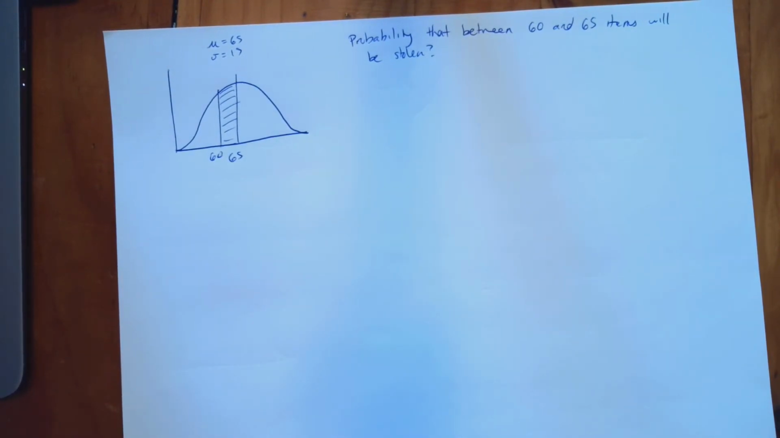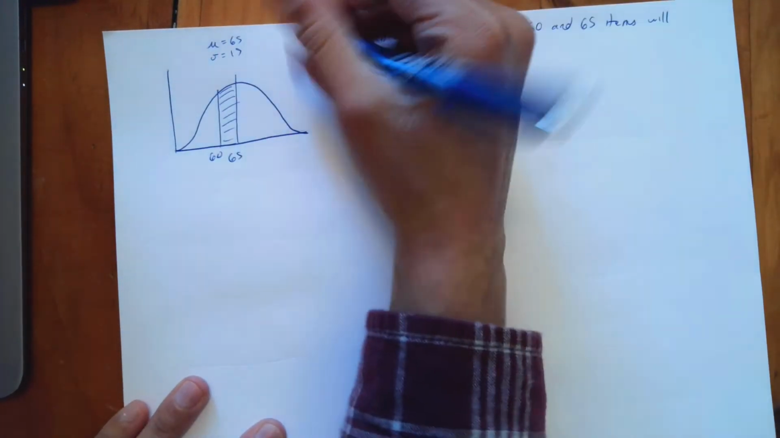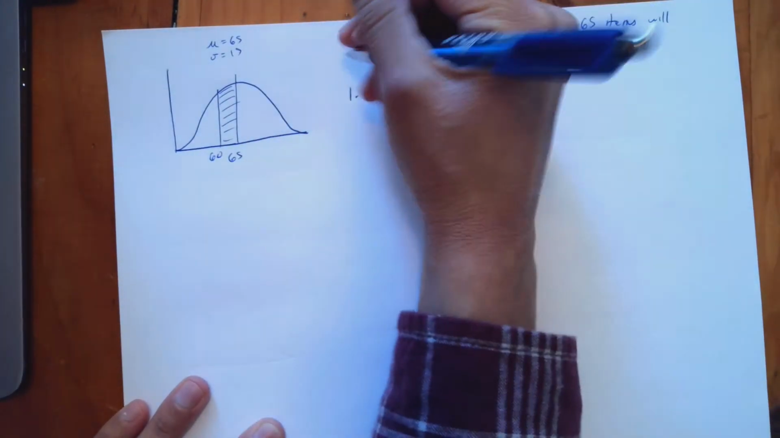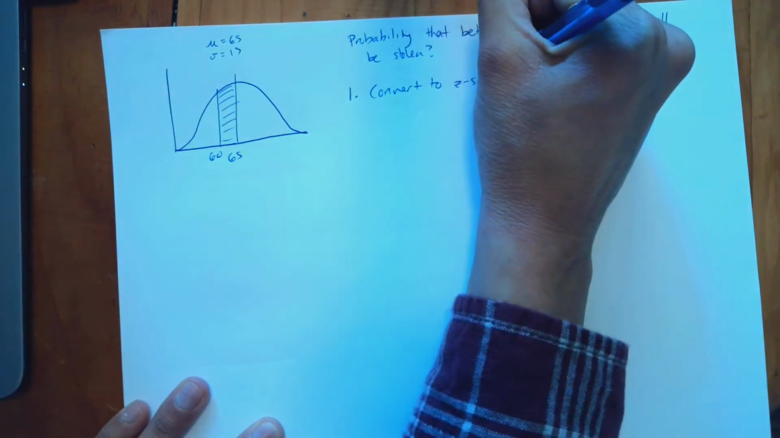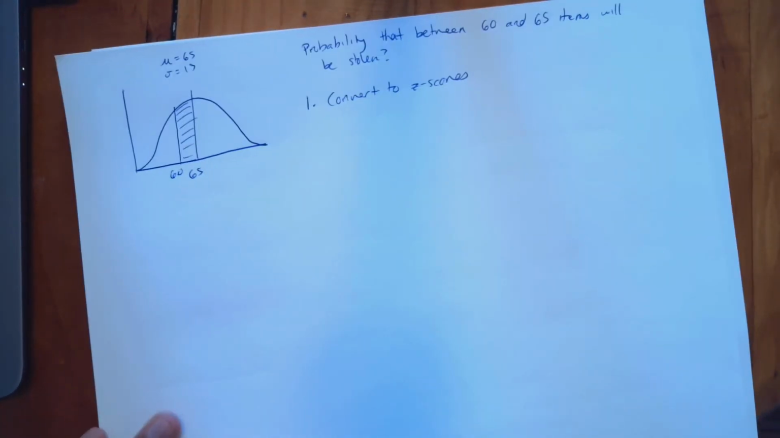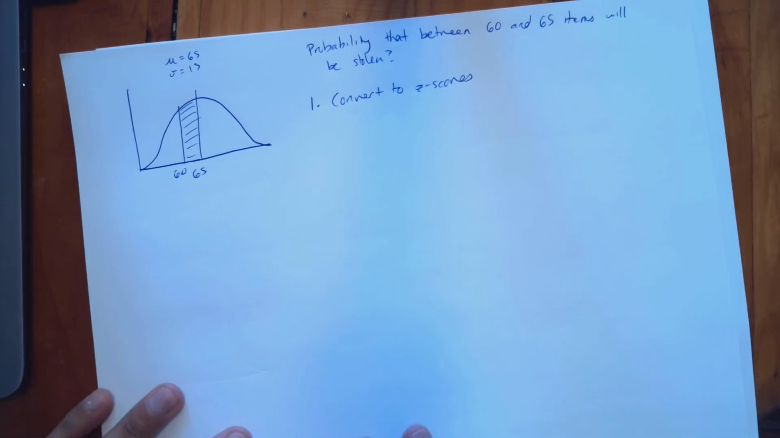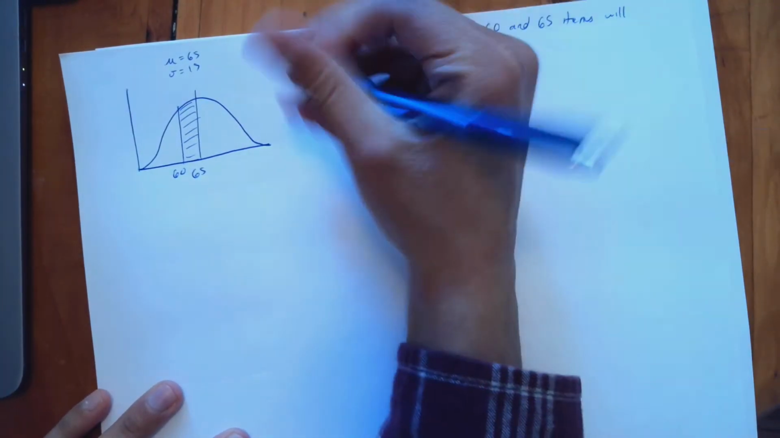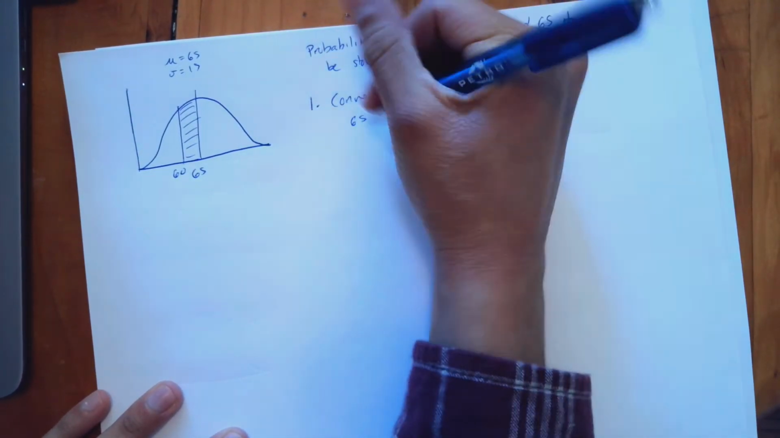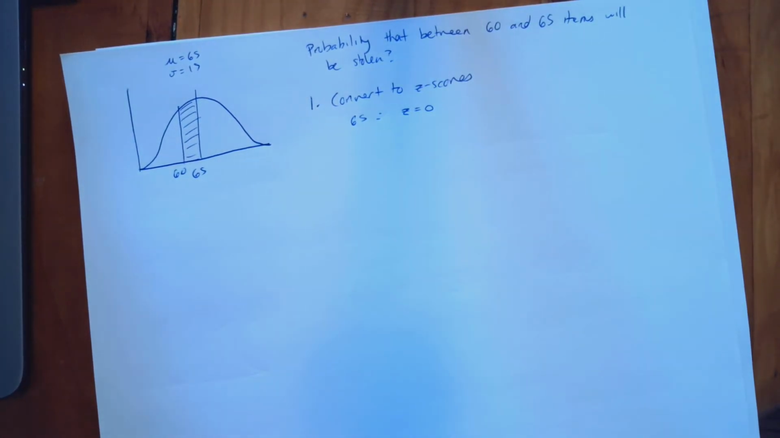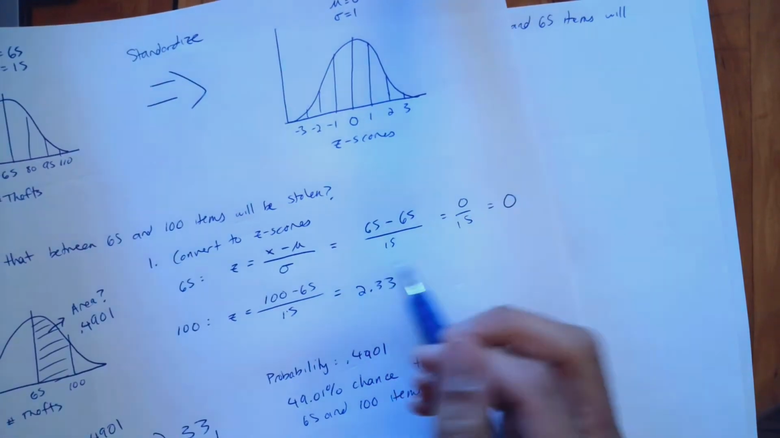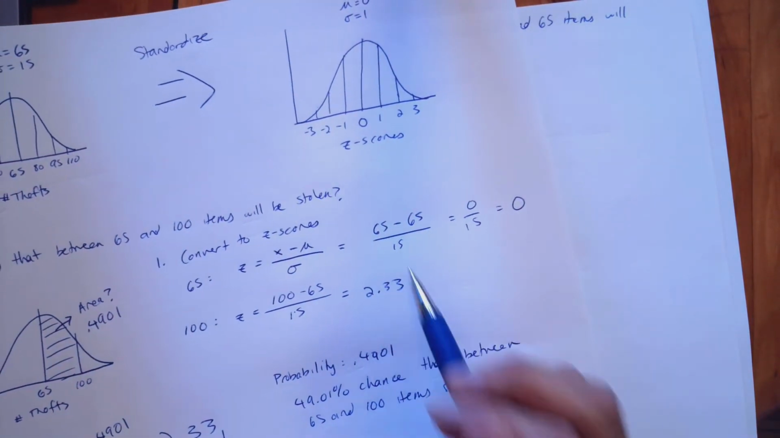So now I'm going to follow the same steps as I did before. First step, convert to z-scores. And these are the same numbers as I used before in the last example. So we know that for 65 thefts, z is equal to 0. That's the same thing that I have on this page here, where you're subtracting 65 from 65 and dividing by 15.